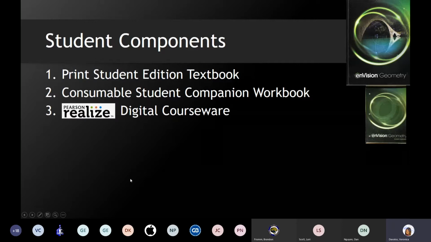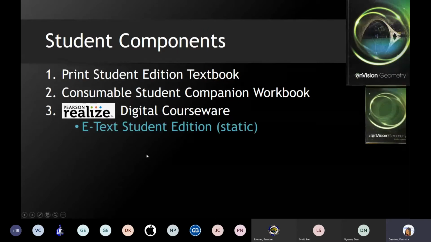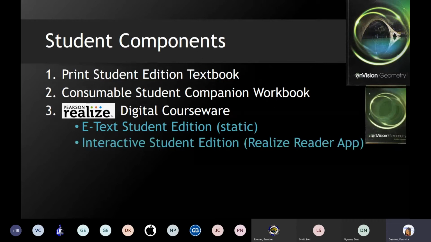The other part to this adoption is this digital courseware called Pearson Realize. As I mentioned, this is going to be accessible for all of their devices. Students will be able to access the student edition e-text. Imagine it's like a PDF version, but not a PDF: a static student edition, page by page, what they would have in their physical textbook. Another type of student edition that comes with this adoption is called an interactive student edition.